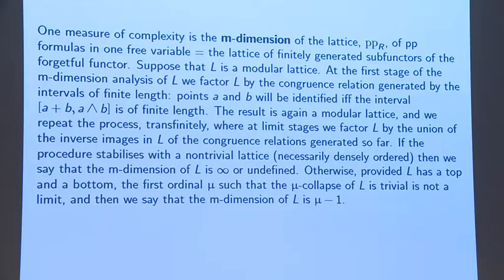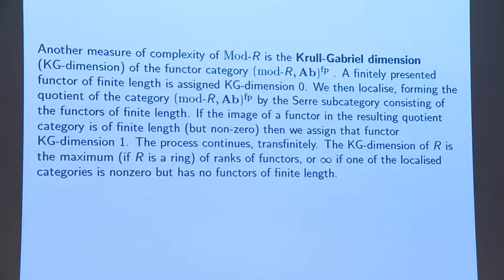We're going to call that M dimension, and we're going to apply M dimension to the lattice of PP formulas. It's a bit like Krull dimension in the sense of Gabriel and Rentschler and people who developed that, but it's got no direction, unlike that dimension. Right, another measure of complexity, this time in the functor category.